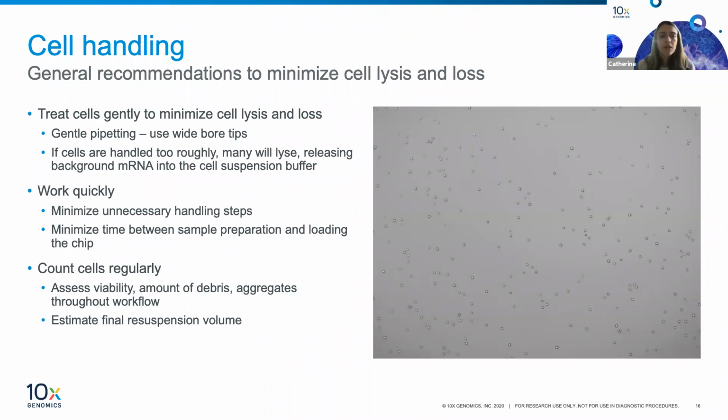We recommend counting your cells regularly. By assessing the viability and the amount of debris and aggregates throughout the workflow, this allows you to make critical cell preparation decisions as you go. If you can see that you still have a lot of debris, then you know that you need to do some more filtering or cleanup steps. It also allows you to assess where you are with your cell number, understand how much you've got to work with, and estimate that final resuspension volume, which is critical.